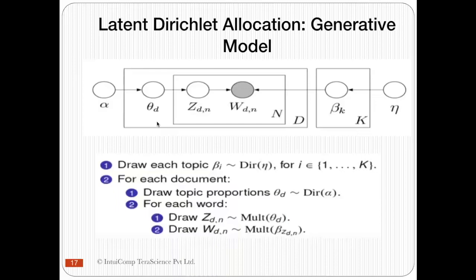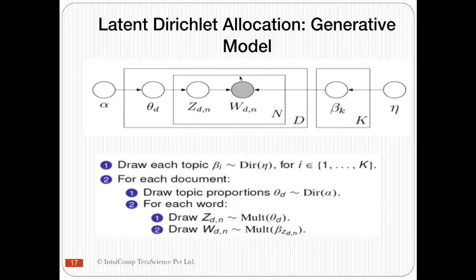Let's say that Z_dn comes out to be 4. What this means is that the word that I chose is in topic number 4 according to theta d. According to theta d, it is in topic number 4. So now what we do is we find out W_dn.